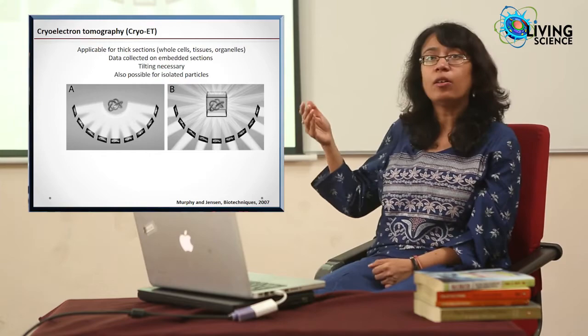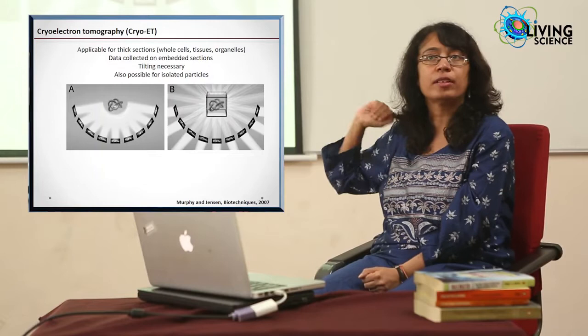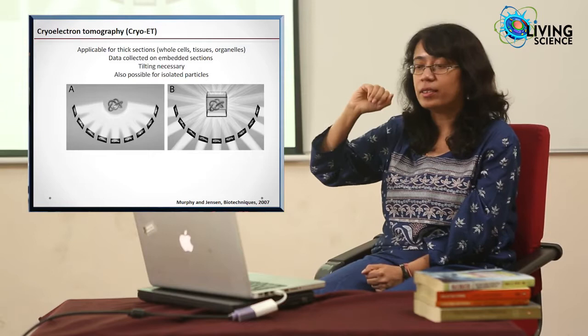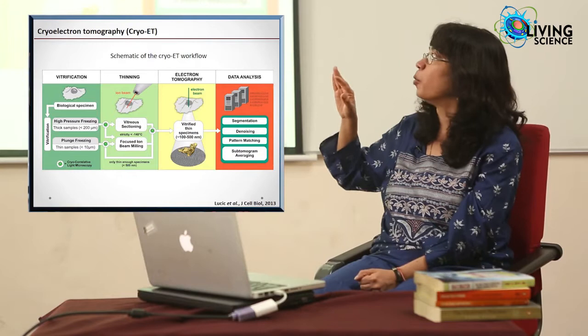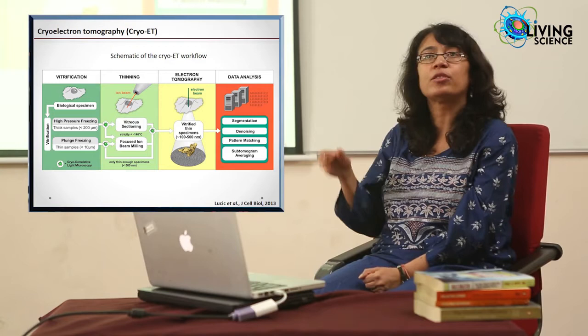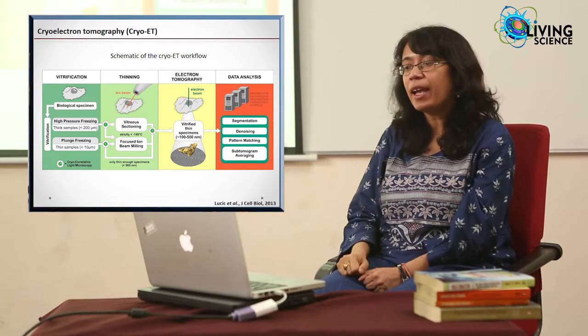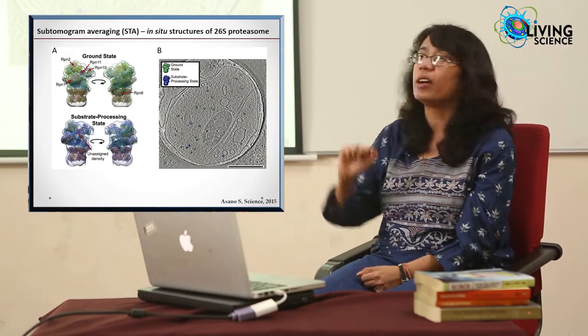Now, what this involves is sectioning of thick material. Here we are not talking about individual protein molecules or individual viruses. We're talking about a whole cell, which needs to be sectioned into very, very thin sections. And then the sample has to be tilted, because here we are not talking about random orientation. So you need to tilt the material in order to capture orientations. And there is, again, a workflow where the material is first frozen and then either subjected to vitreous sectioning, or it is thinned by using focused ion beam milling. And it is visualized in an electron microscope, and reconstruction is done from the images from there.